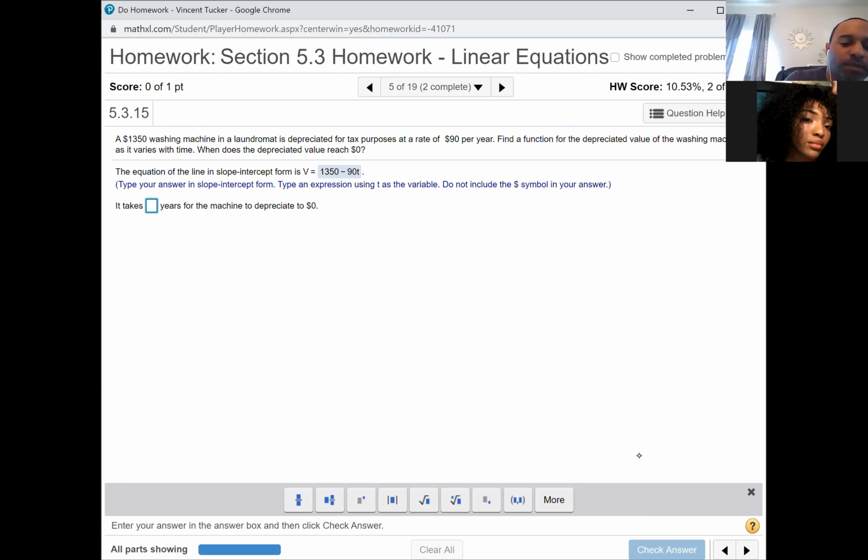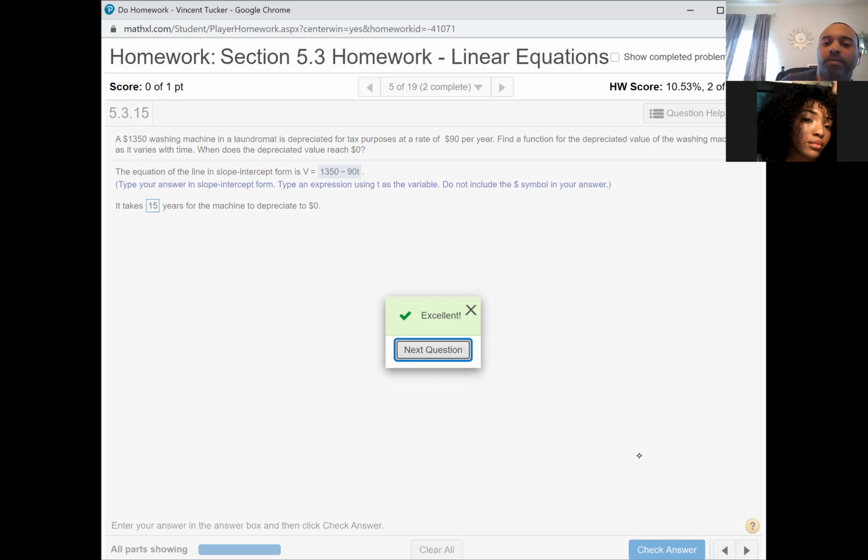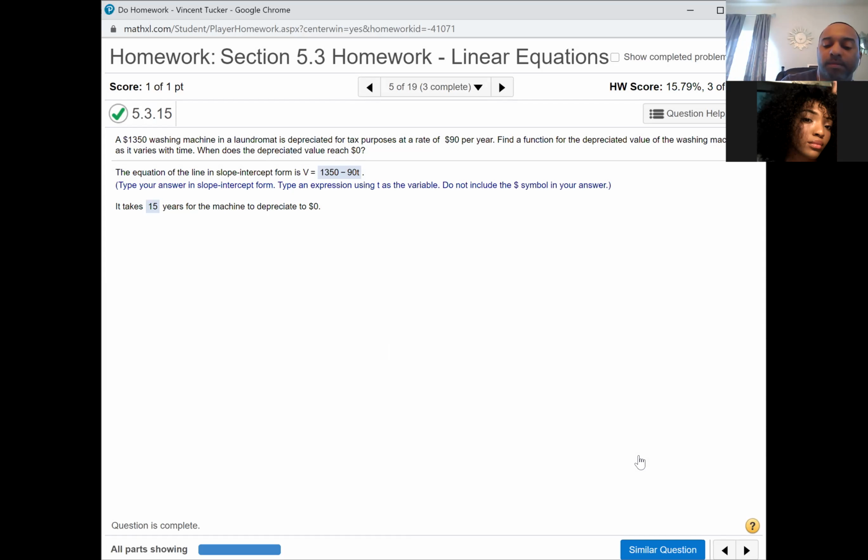All right, so it takes 15 years for the machine to depreciate to $0. Questions on that one? So you let V be equal to 0, then solve.